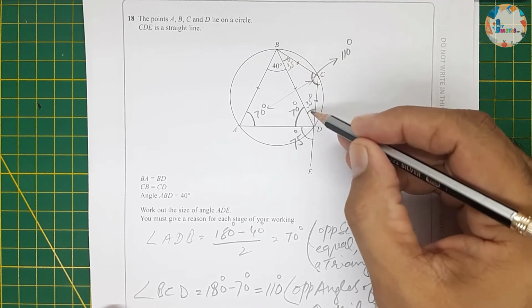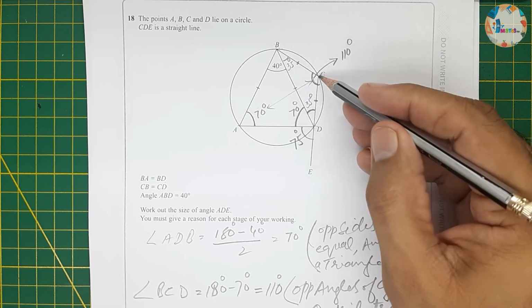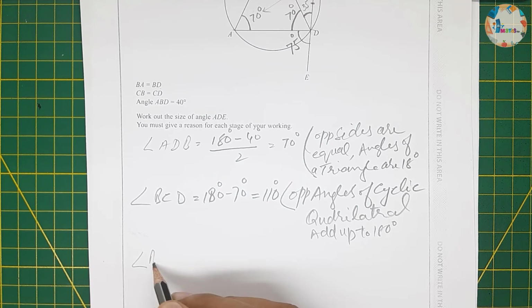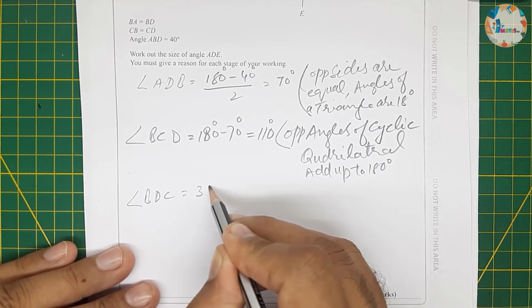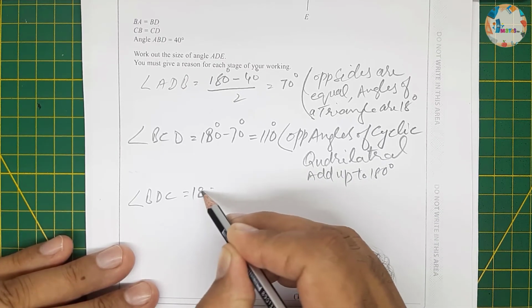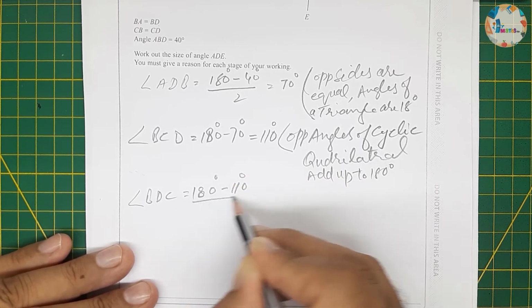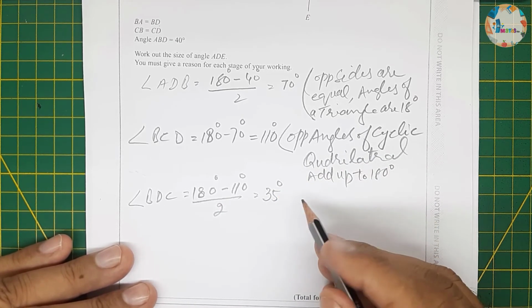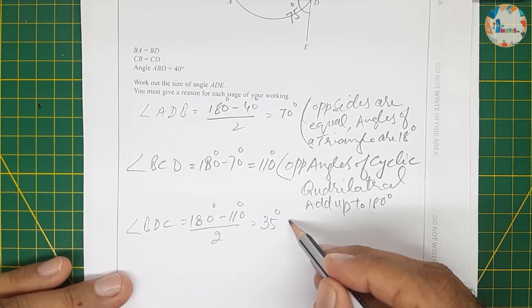This is the isosceles triangle, so this angle will be 35, angle BDC. So we can write angle BDC is equal to 35 degrees, or we can write 180 minus 110 divided by 2, which is equal to 35 degrees. And opposite angles will be the same.